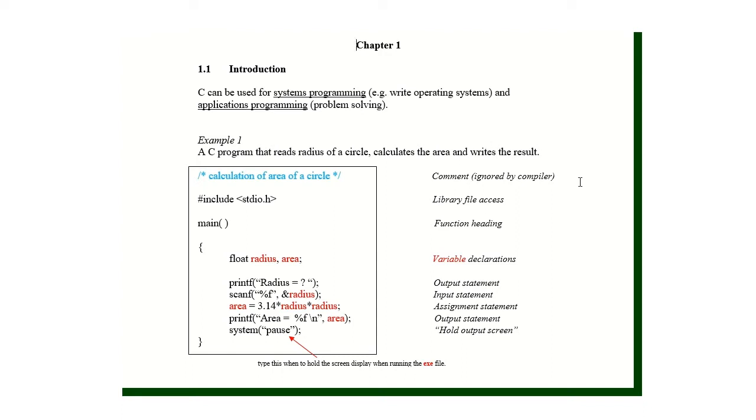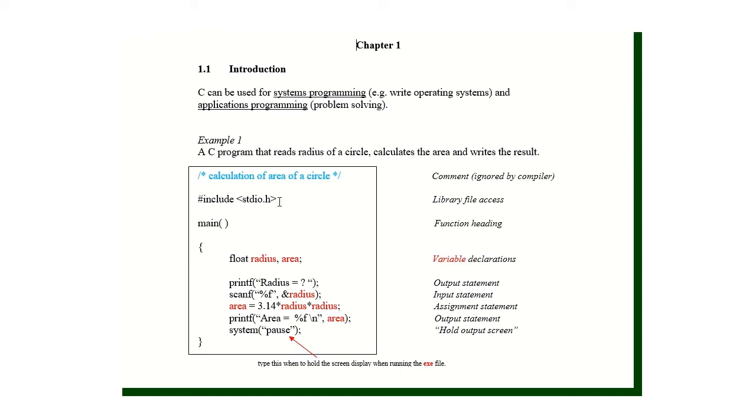In the following example, we have a simple C program to calculate the area of a circle. This is just to show the structure of the C program. Comments can be included within slash asterisk, closed by asterisk slash. Comments are ignored by the compiler. They are not compiled.